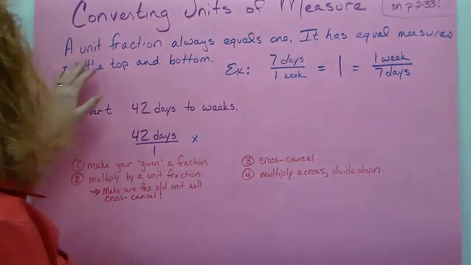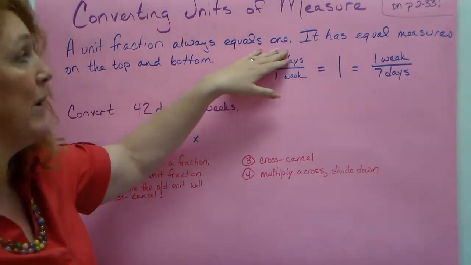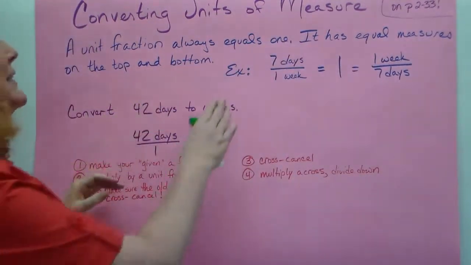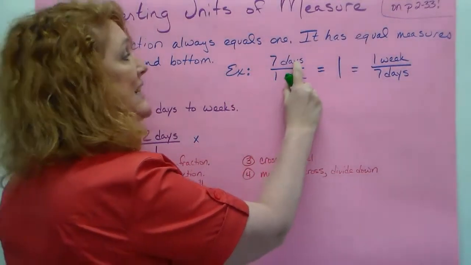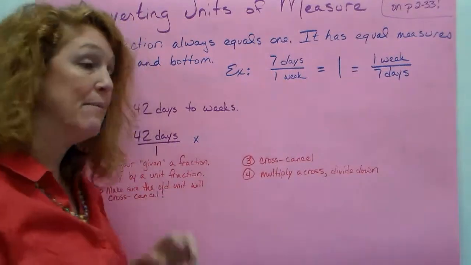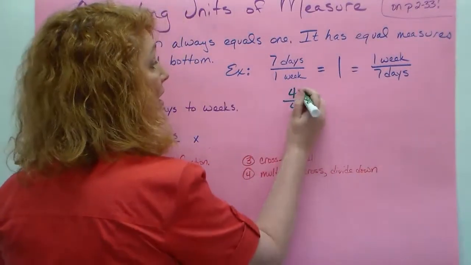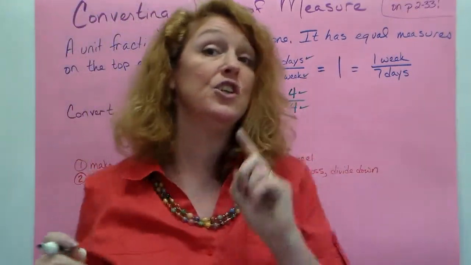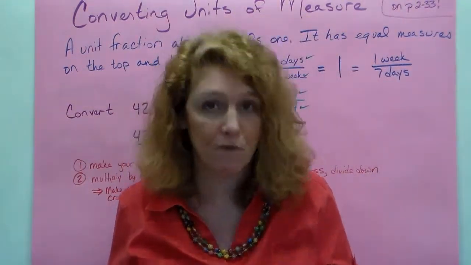We're going to start by using unit fractions to help us convert. A unit fraction always equals 1. It has equal measures on the top and the bottom. For example, 7 days over 1 week. 7 days and 1 week is the same thing. It's like saying 4 over 4. These two are the same thing. These two are the same thing. They just look different. But because they are the same, we can use them to help convert.